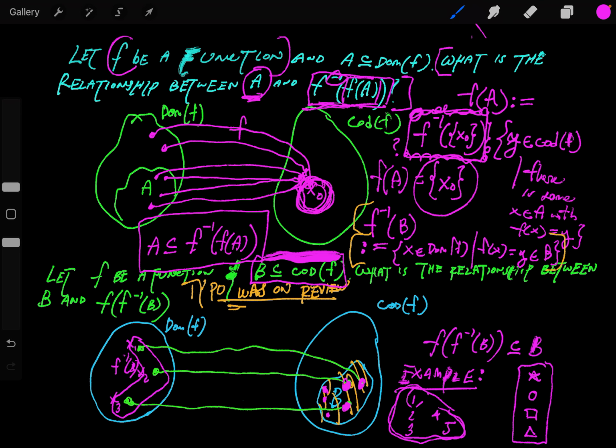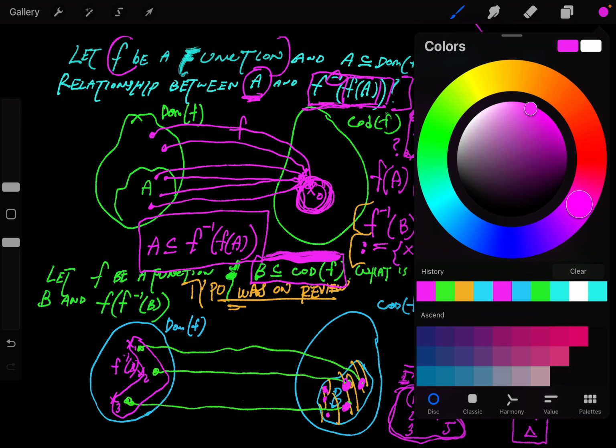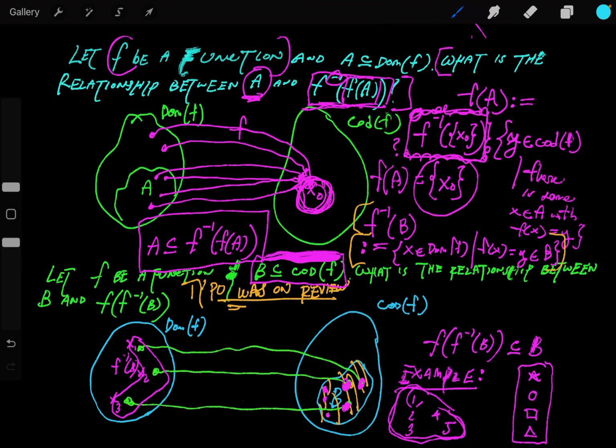Now, what do I have here? I have some function, so let's draw in a function. I want to be careful. B is, let's say, this subset of the codomain. So this is B. And now let's say my function looks like this. 1 goes to star. 4 goes to star. 5 goes to star. 2 will go to triangle, and 3 will go to square. And this is a well-defined function.